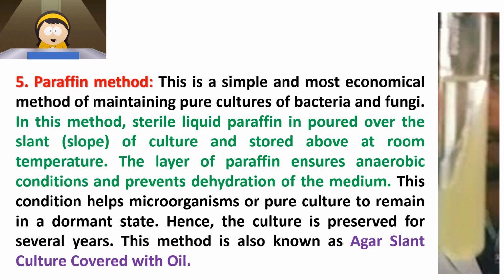5. Paraffin method. This is a simple and most economical method of maintaining pure cultures of bacteria and fungi. In this method, sterile liquid paraffin is poured over the slant slope of culture and stored at room temperature. The layer of paraffin ensures anaerobic conditions and prevents dehydration of the medium. This condition helps microorganisms or pure culture to remain in a dormant state. Hence, the culture is preserved for several years. This method is also known as agar slant culture covered with oil.